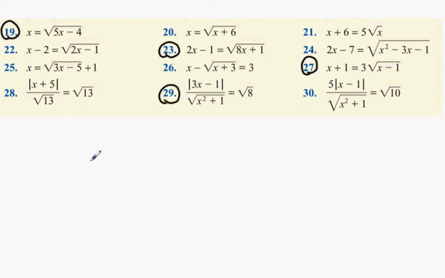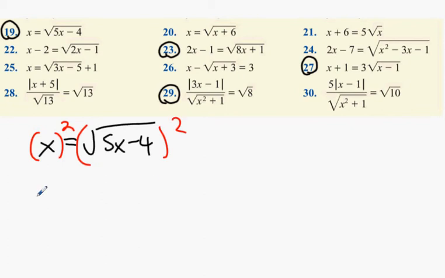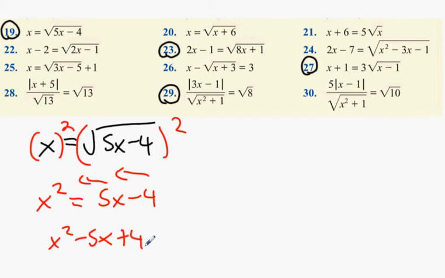Okay. So x is equal to the square root of 5x minus 4. The only way to get rid of a square root sign is to do what? You have to square both sides. So when you square both sides, you get x squared equals 5x minus 4. Bring it over to your side. That's x squared minus 5x plus 4.